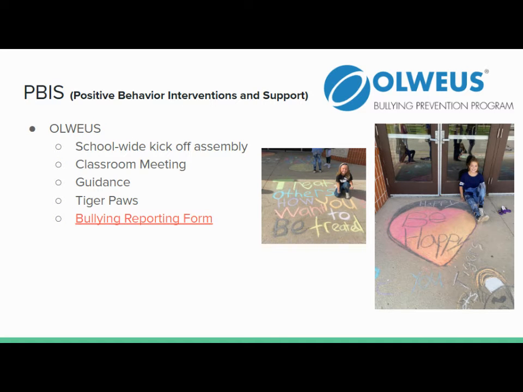The next thing I want to talk to you about is Olweus. Olweus is our anti-bullying program. It teaches kids exactly what bullying is and then how to stand up for kids or your friends that are being bullied. And in our Olweus program, we have a school-wide kickoff assembly, we have a classroom meeting time that we do once a week to talk about Olweus and give kids those strategies that they need. And then in guidance class with Miss Otala, they talk about it. And then we give some positive reinforcement with our tiger paws. Now, there is a bullying reporting form, and I kind of wanted to go over where you could find that.